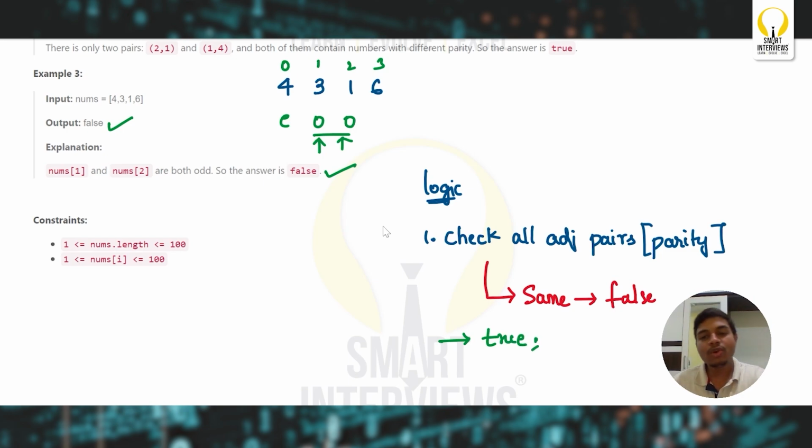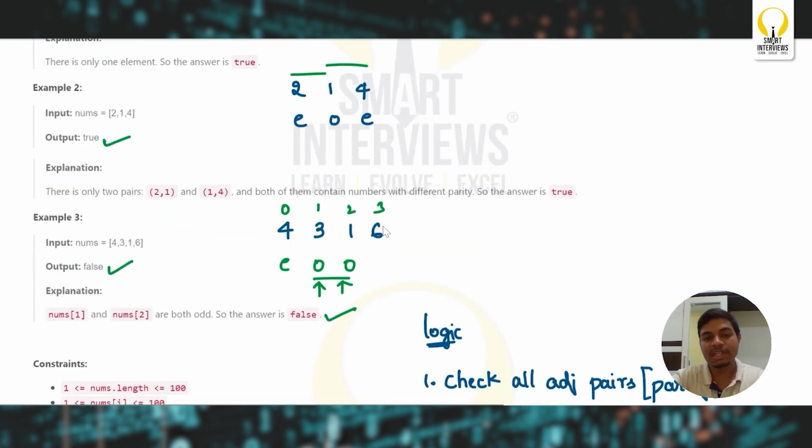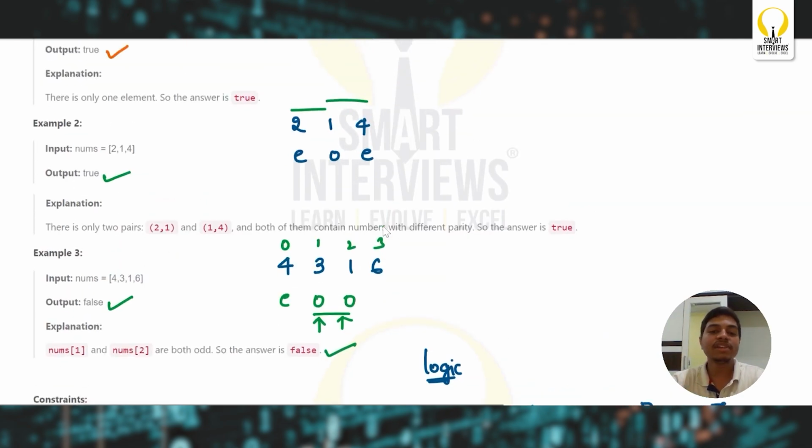And what is the complexity if you implement this kind of logic? As I said, we need to check all the adjacent pairs, so we first need to figure out how many pairs we have. After figuring that out, we need to check how much time the comparison takes to check whether the parity is the same or not. This actually determines the complexity. So firstly, how many pairs actually exist?